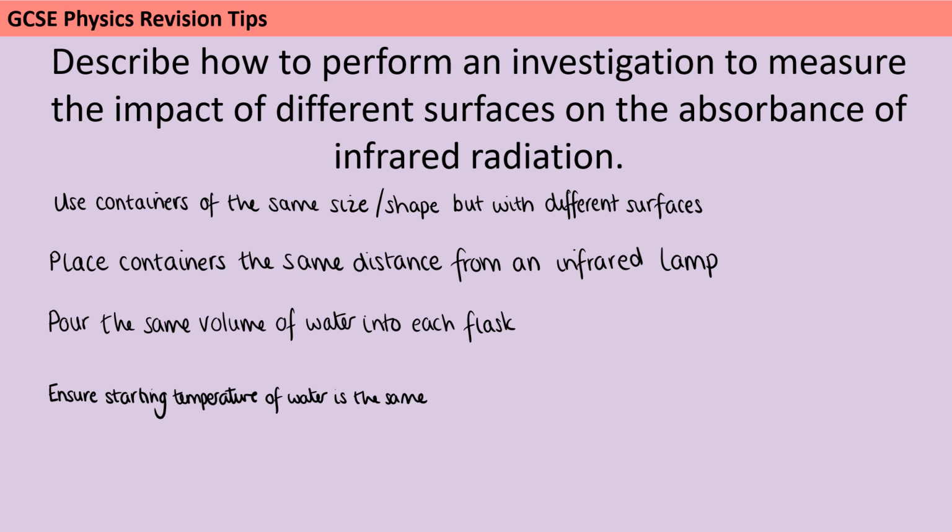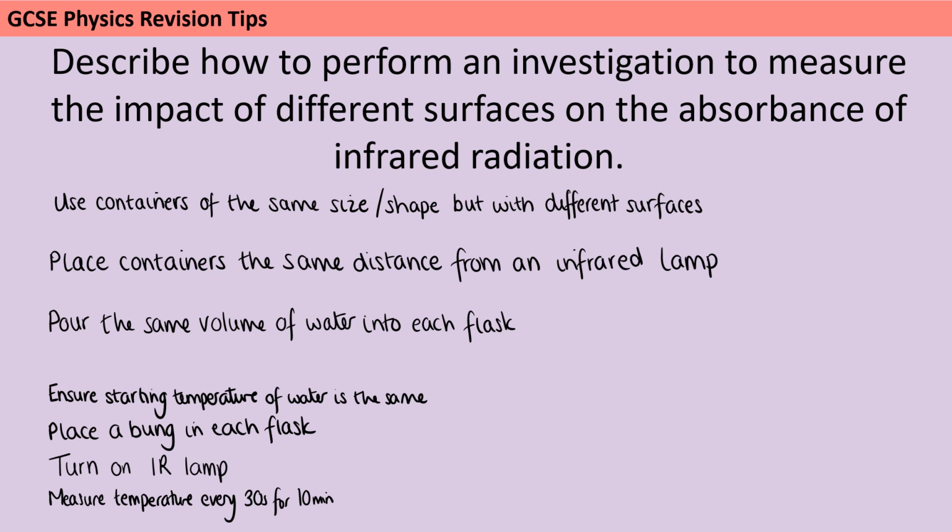So once we've done all of that, we're going to make sure that we've done something to block the top of each flask, and this is to prevent evaporation and therefore heat transfer by convection. Then we're going to turn on our infrared lamp, and then we're going to measure the temperature at various intervals for a time period. So as with lots of the questions, it doesn't really matter what your interval is. You could say every 10 seconds, you could say every minute, but we just want to make that point that we are measuring at regular intervals for a sensible length of time. So we're going to need to have covered all of those things in order to get into level 3 and get our 5 or 6 marks.